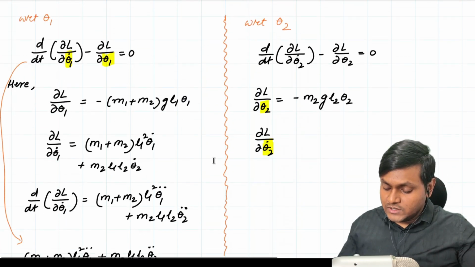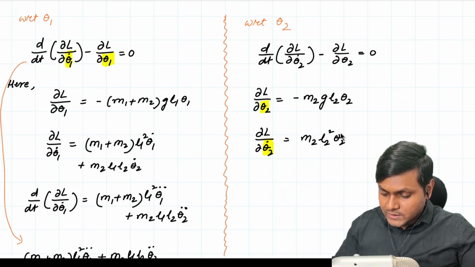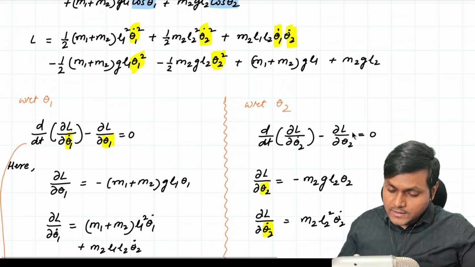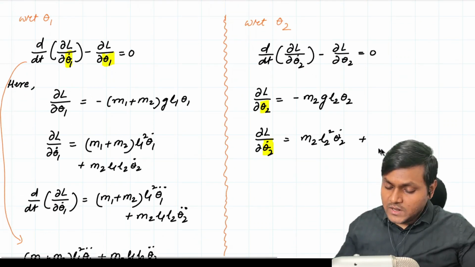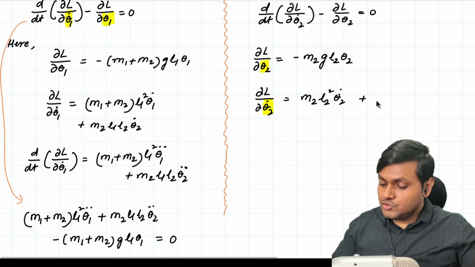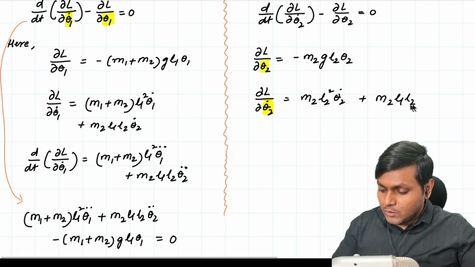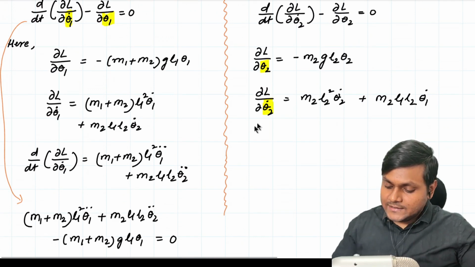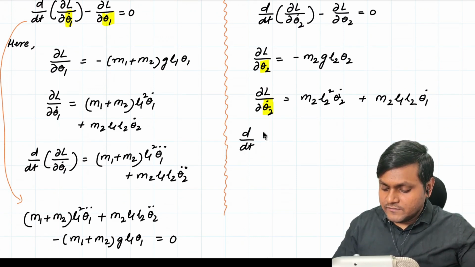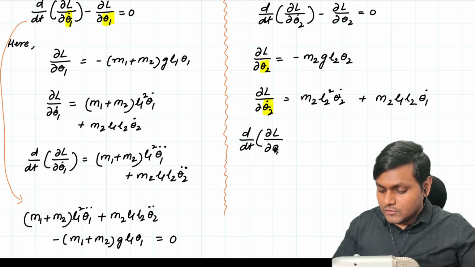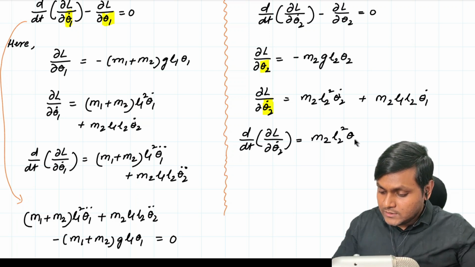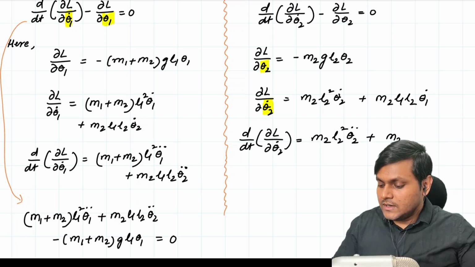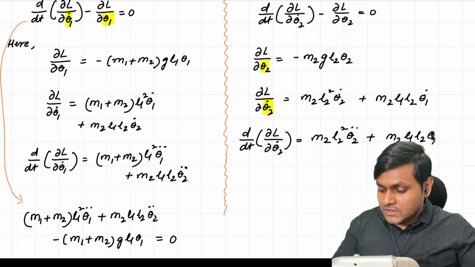The first term is m2 L2 square. So this is equal to m2 L2 square theta 2 dot, and then the next term is plus m2 L1 L2 theta 1 dot. That's it. And the next is the time derivative of del L upon del theta 2 dot, which is nothing but m2 L2 square theta 2 double dot plus m2 L1 L2 theta 1 double dot.